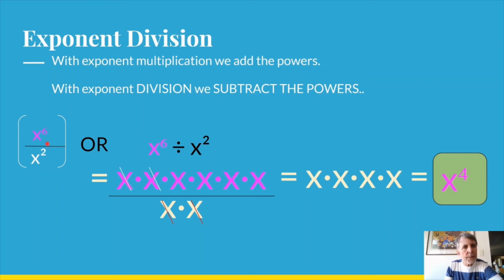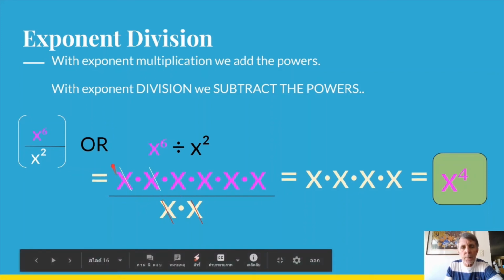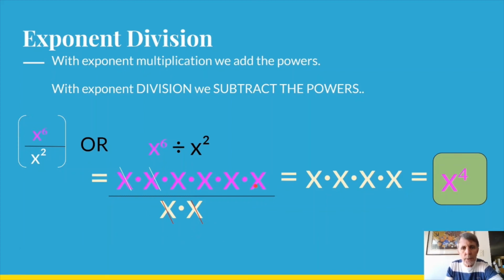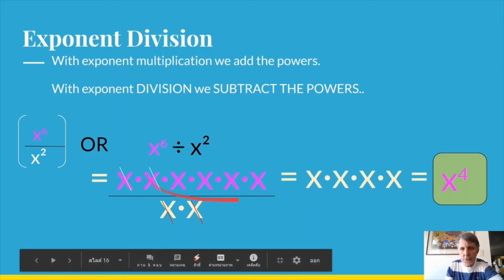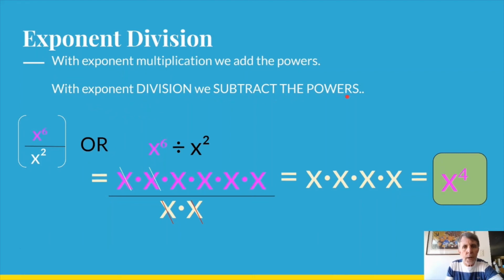And a lot of people might say, well, 6 divided by 2, that's 3. But let me show you, when you expand it, we have 6 x's here on the top and 2 on the bottom. And if I cross them off, because they're the same value, how many x's are left? 1, 2, 3, 4. There are 4 remaining, because these x's cancel each other out. And so that's x to the 4th. So you say, well, wait a minute, 6 minus 2 is 4. So that does confirm the property that with division, we subtract the powers.